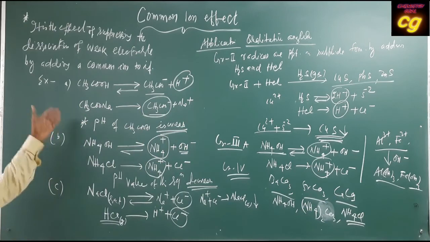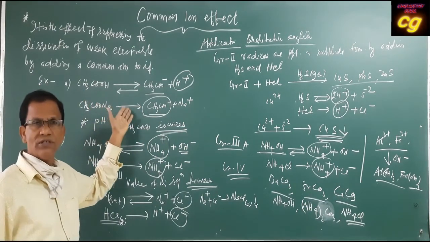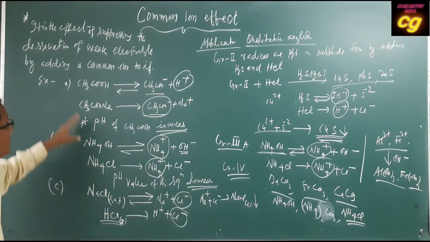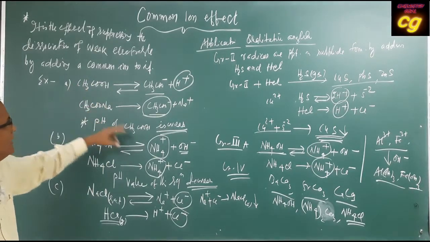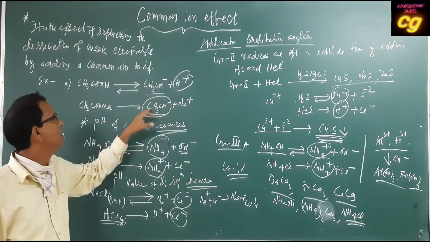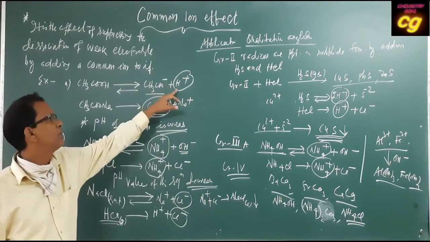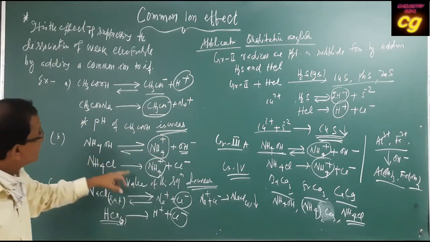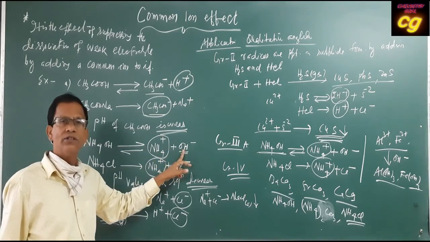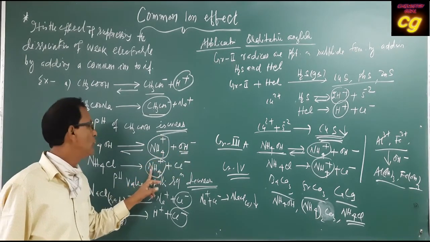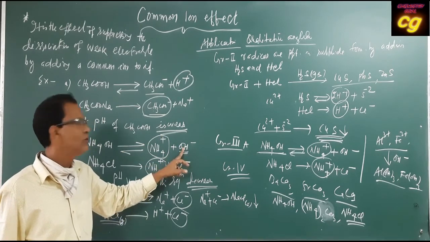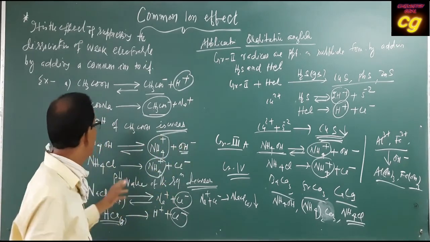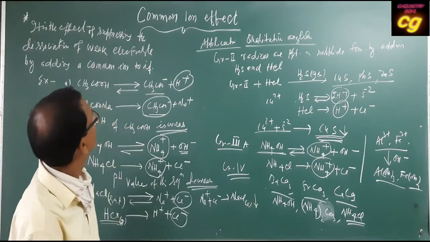You practice how the pH value changes in acidic solution and basic solution by adding a particular ion. Already explained, for acetic acid the pH value increases because H+ decreases by adding acetate ion on the product side. In case of a weak base, when a common ion is added, OH- concentration decreases because the extra ammonium ion added combines with the OH- available in the solution, forming undissociated ammonium hydroxide. So in the solution OH- decreases, so pH decreases. So these are the applications of common ion effect.